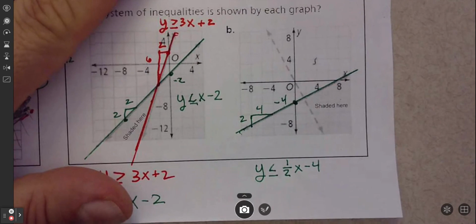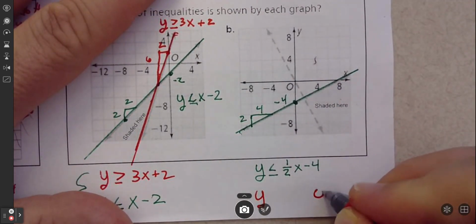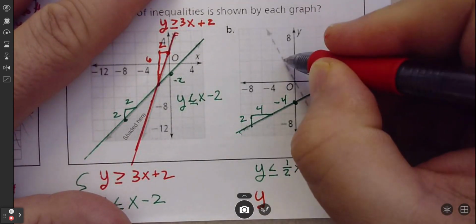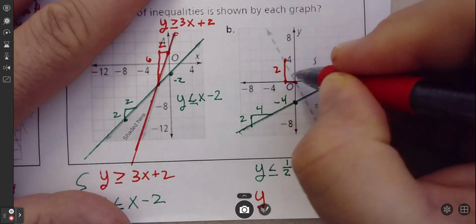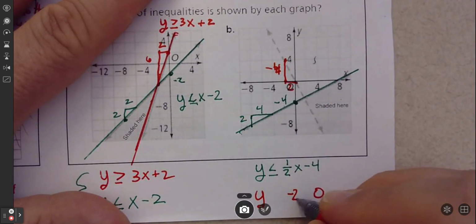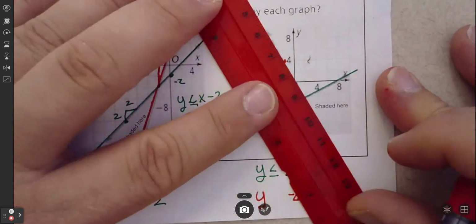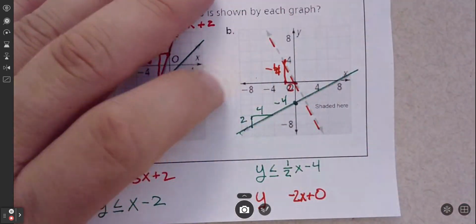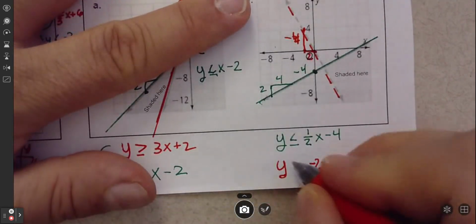Now I got to do the other one. It starts at 0, and its slope, I think, is 4 over 2 negative, or -2. And if I look at this line, I got to be careful because it is a dotted line, so I shouldn't change it from a dotted line. But where's the shading in relation to the red line? Above. So it's greater than.